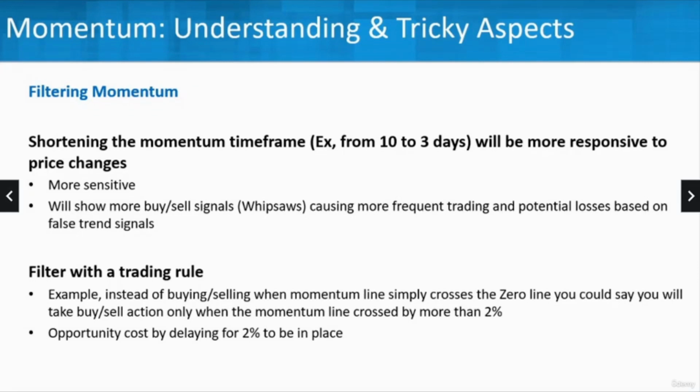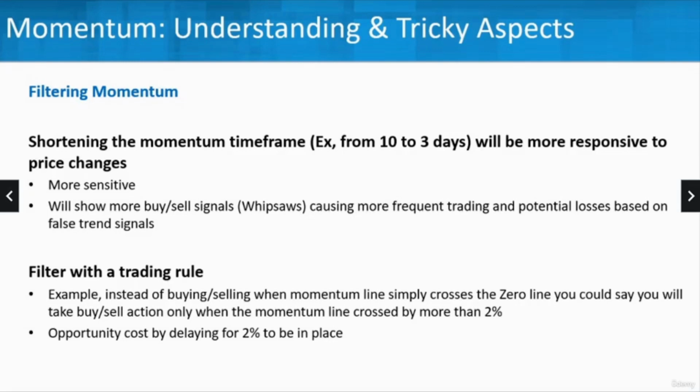Now if you think about that, well, there's an opportunity cost by delaying for that 2% to be in place, and that's exactly true. That's what happens with filters. It helps strengthen your decisions, but it also costs you in terms of opportunity costs, in that you could have bought in a little bit earlier and had a little bit more profit by getting in earlier than waiting for that 2% to happen. But again, that'll help eliminate whipsaws.